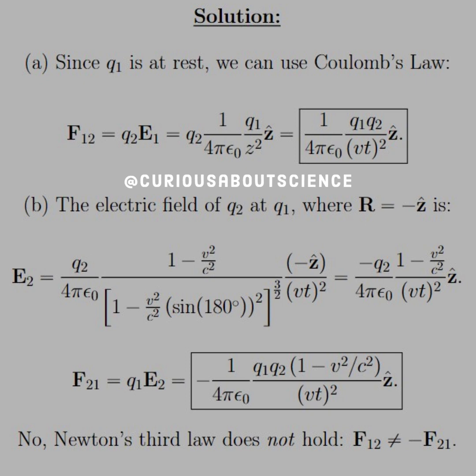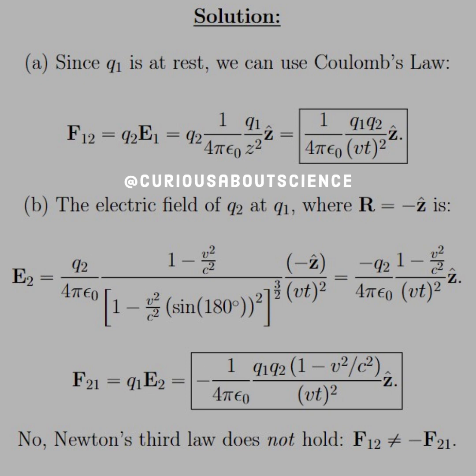Clearly, since we're dealing on the same line, sine theta is equal to the sine of 180 degrees, because Q2 is moving forward up the z-axis while charge 1 is at the origin below it, 180 degrees. So that goes to sine of 180, which is 0, and that whole denominator term goes away. And we love seeing that. So we have as a field, negative Q2 over 4 pi epsilon naught, (1 minus v squared over c squared), divided by (vt) squared in the z direction.